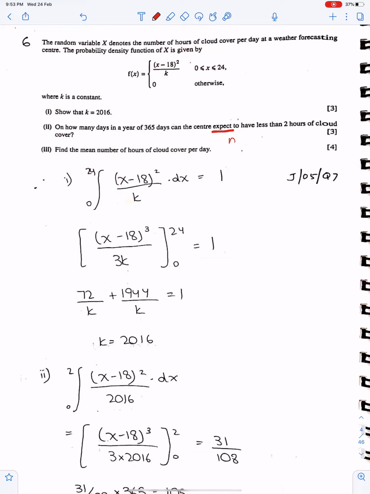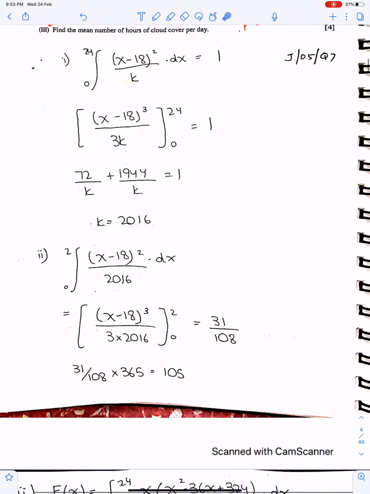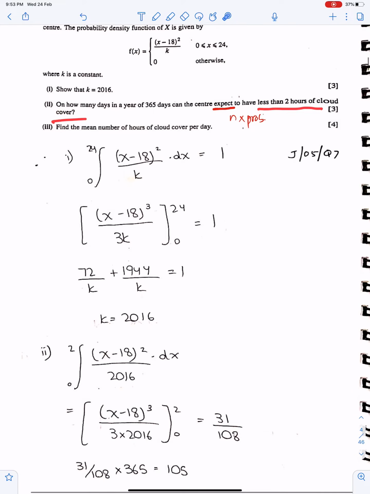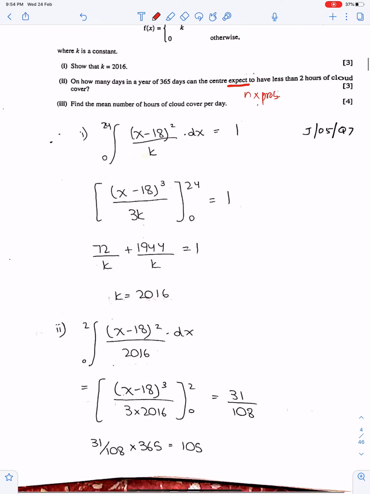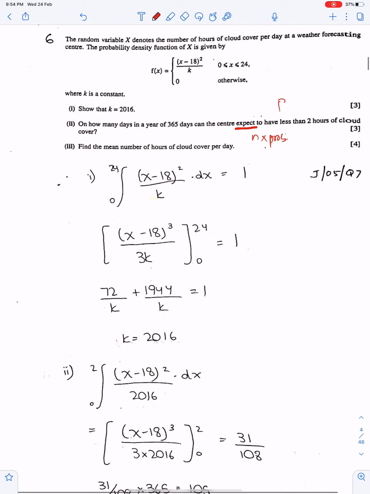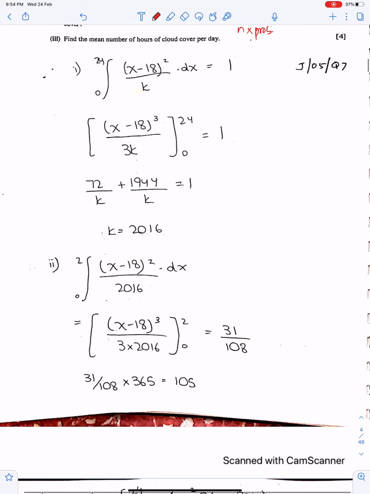Like this is the formula, n times probability. Whenever you get this thing, expect, how many would you expect, this means n times probability. N means 365 and probability is here. To have less than 2 hours of cloud cover. So get first this thing, less than 2. Less than 2 means, you can write less than 2 as, so when you integrate this, you'll get this thing. This means less than 2.